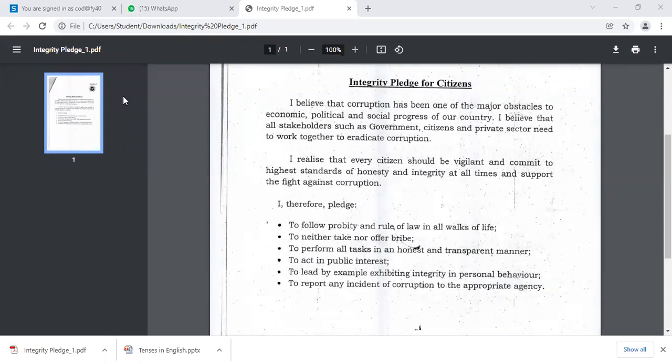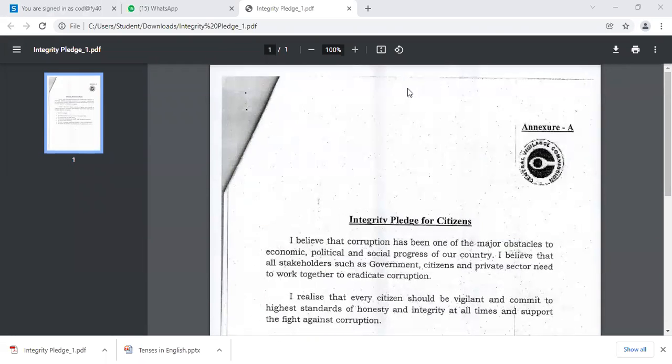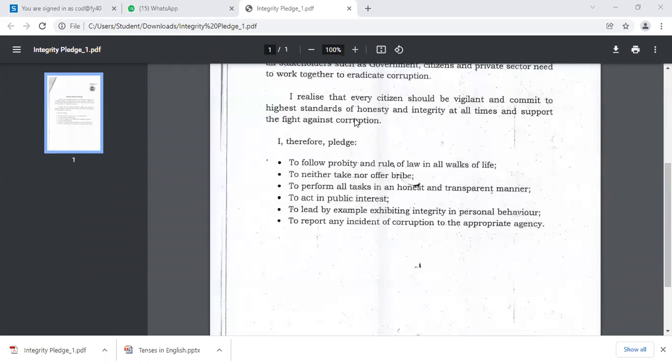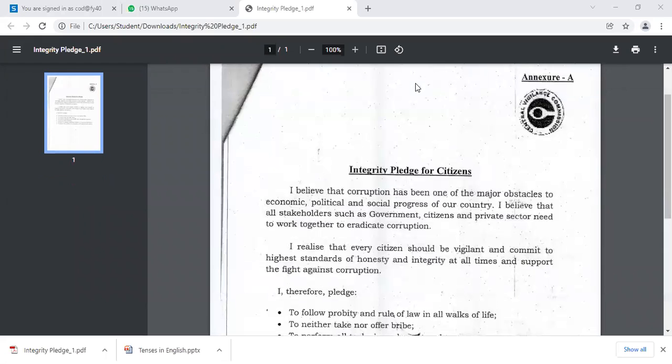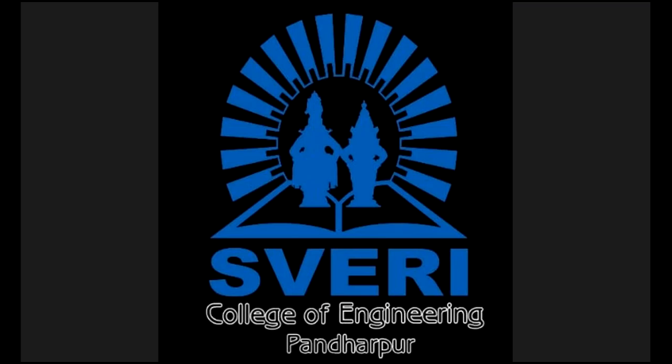Okay, so this is the pledge the government has announced for we people. Okay, so we have taken this pledge. Let's move towards our lecture. Now stop sharing.